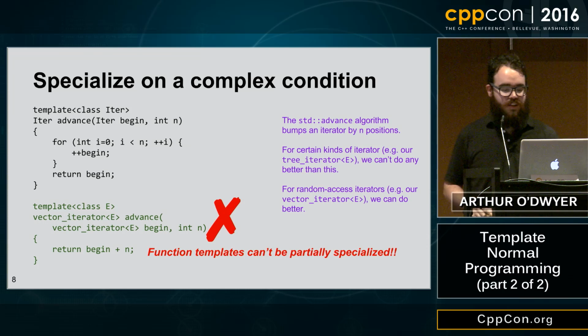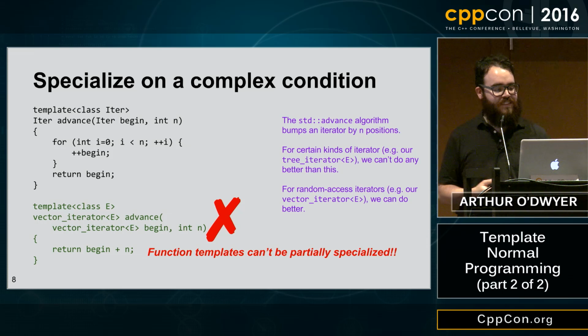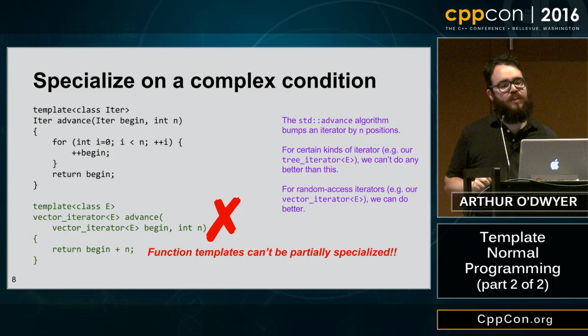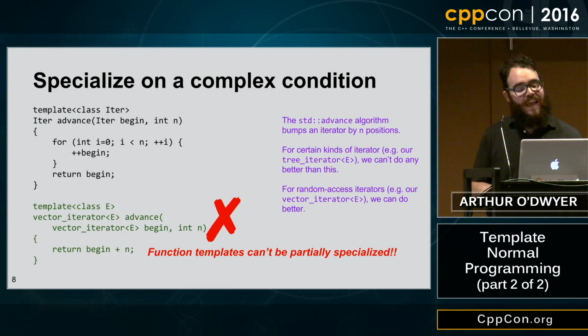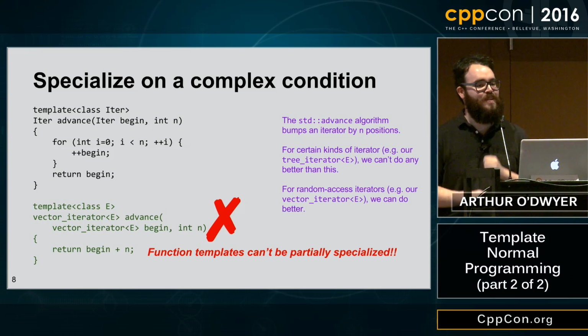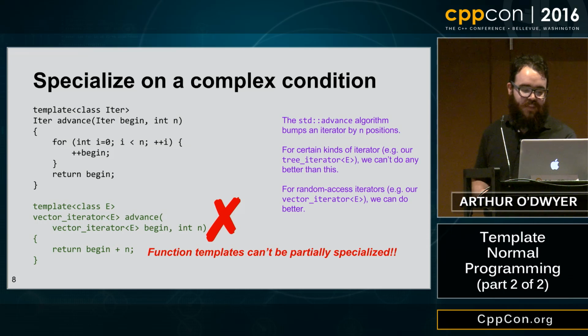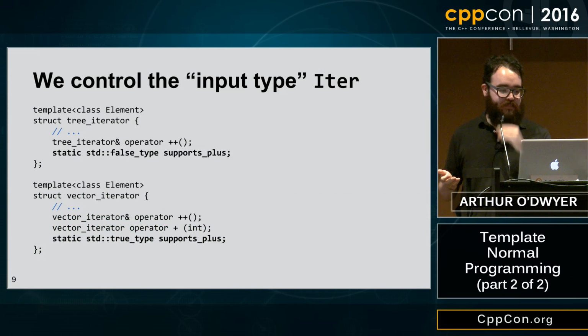However, no, wrong. That looks like it's trying to be a partial specialization, right? It's got the same name as this primary template, but it's more specialized, though not fully specialized. Well, function templates can be fully specialized, but they can't be partially specialized. Therefore, we shouldn't do it this way. And we could do it the other way by implementing this class template.